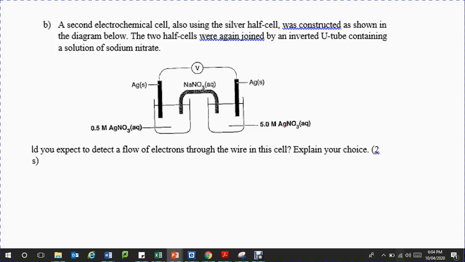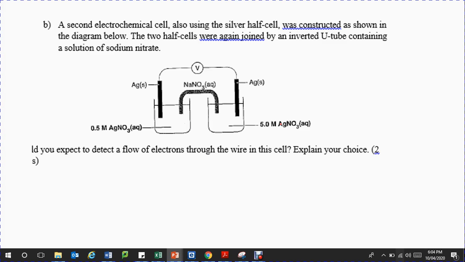Next part. A second electrochemical cell was also constructed using the silver half cell. Would you expect to detect a flow of electrons through the wire? Okay, so what have we got here? We've got silver, so it looks like the two half cells are the same. I've got 0.5 molar and 5 molar.